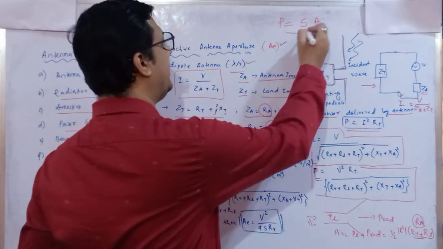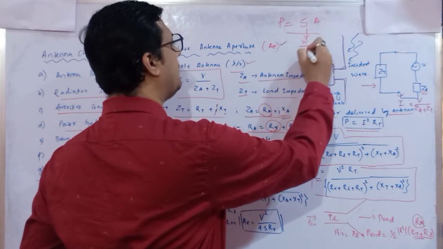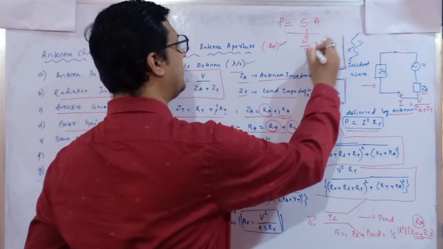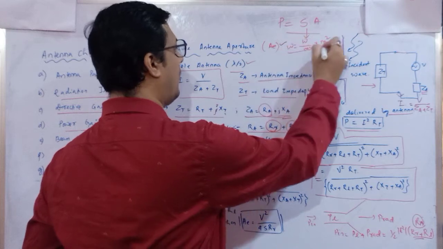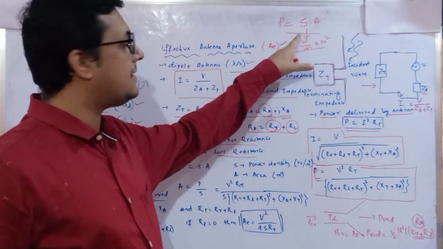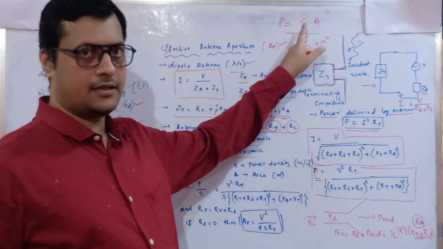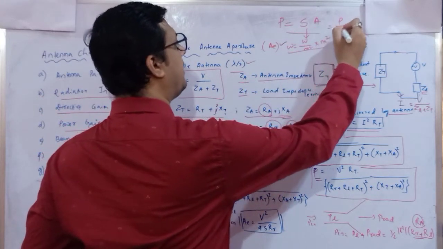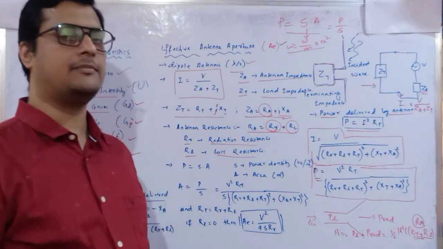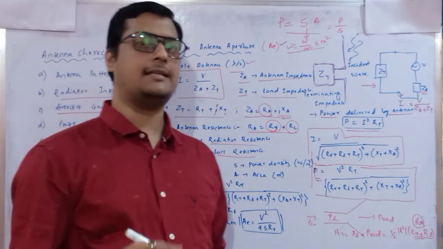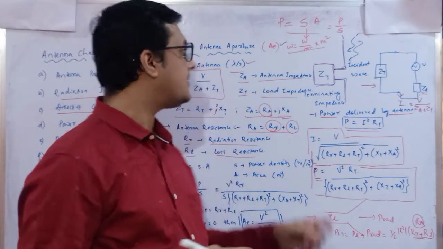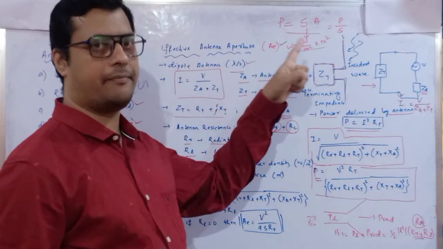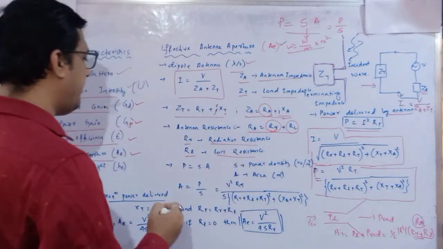So the power density unit is watt per meter square, and this is meter square, so we will get watt. So this S is called the power density. If we determine A by taking power divided by the density, then it becomes an area. Once this area is known, that area is called the effective antenna aperture. Okay. So how have we identified it?